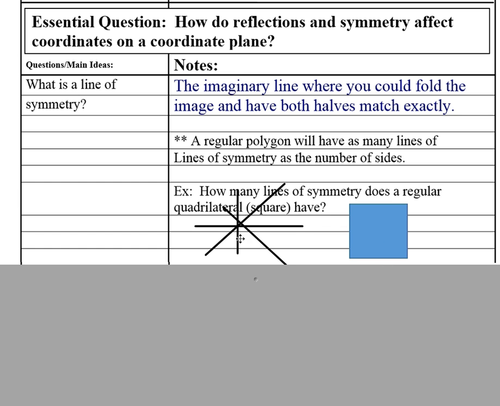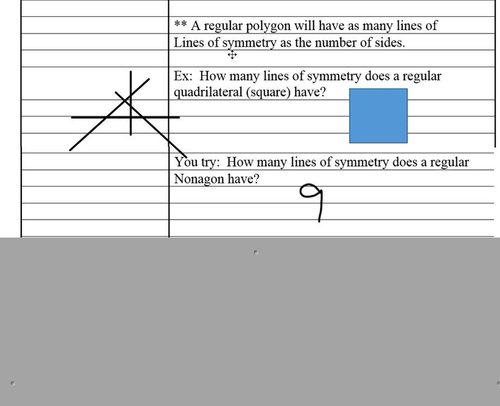So the rule is that a figure will have as many lines of symmetry as number of sides if it's a regular figure. So without drawing a regular nonagon, I'd like for you to answer the question, how many lines of symmetry does a regular nonagon have? Pause the video and see if you get the same answer as I do. So you should have gotten 9. 1, you had to know that a nonagon is a 9-sided polygon. And 2, you had to know that a polygon has as many lines of symmetry as number of sides if it's a regular polygon.